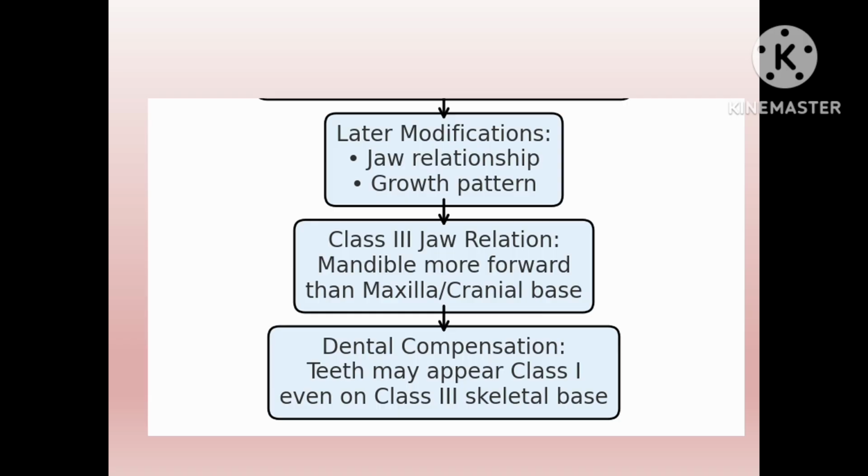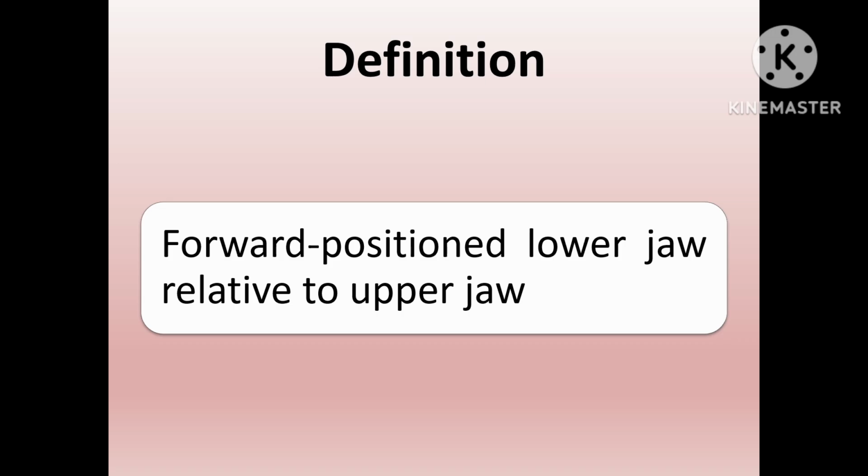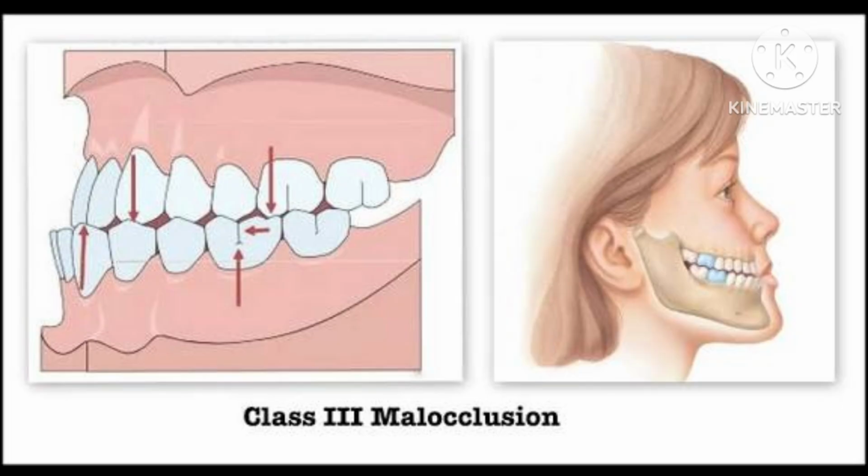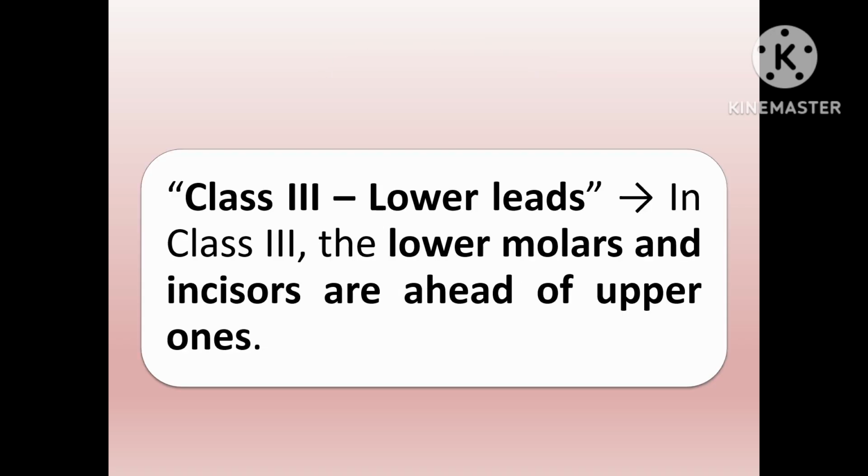So the classification was modified to also include the jaw relationship. That means how the upper and the lower jaw relate to each other and the growth pattern of the face. Now if we look at class 3 jaw relationship, it means the lower jaw or the mandible is more forward compared to upper jaw or even the cranial base.